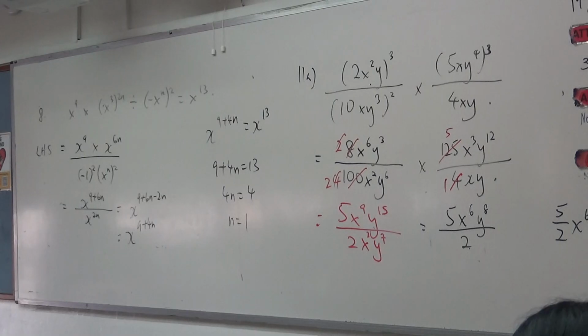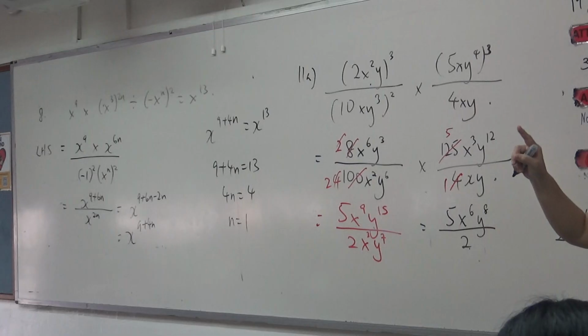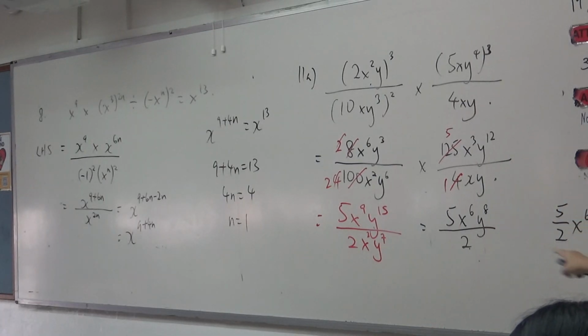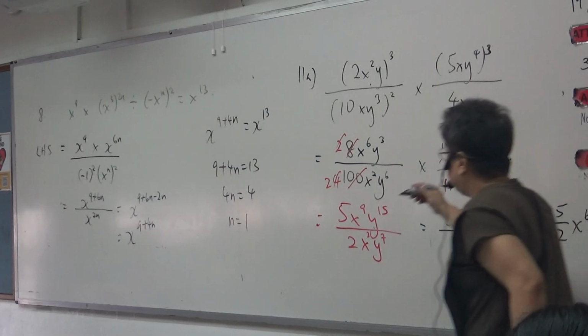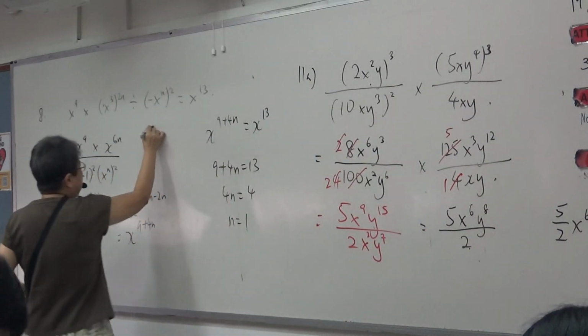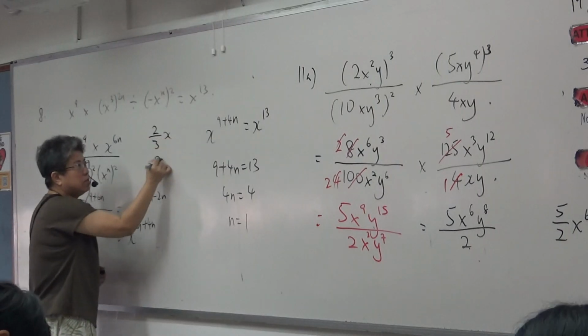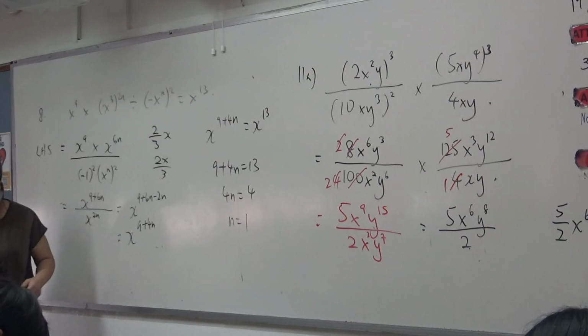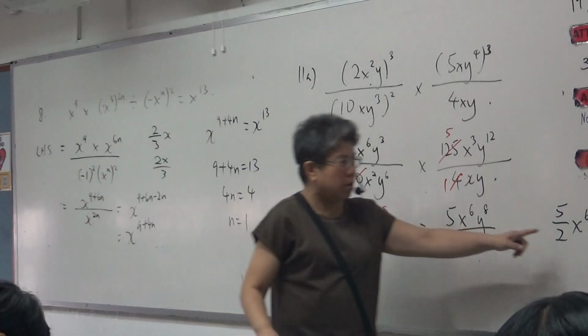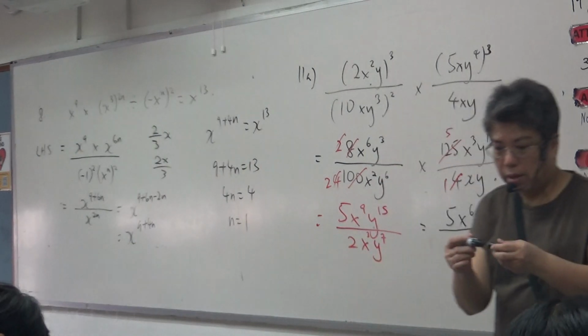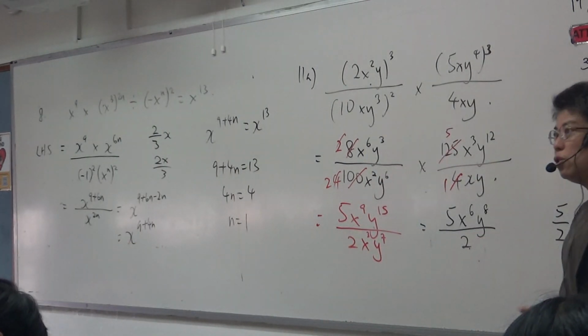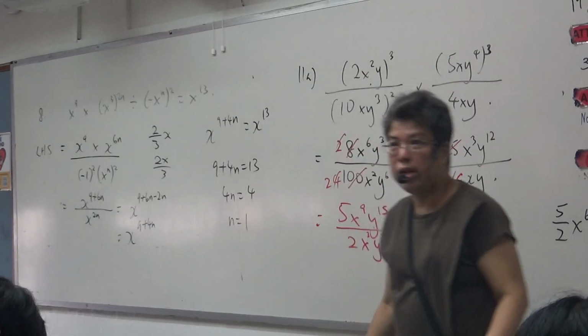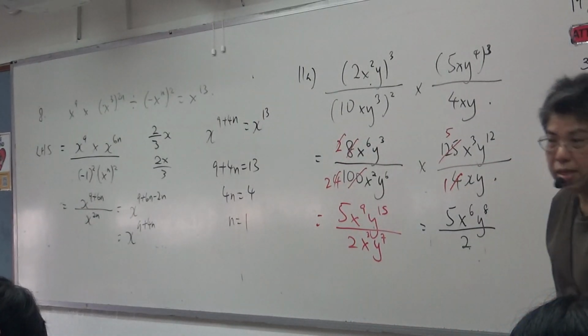Is that clear? For algebra, I told you, whatever we write in the middle belongs to the numerator. Agree or not? Whatever we write in the middle belongs to the numerator. Okay, for example, if I have 2 over 3x, this one is 2x over 3, right? Correct? Yes or no? So if I write this in the middle, it means it belongs to the top. Everybody clear?